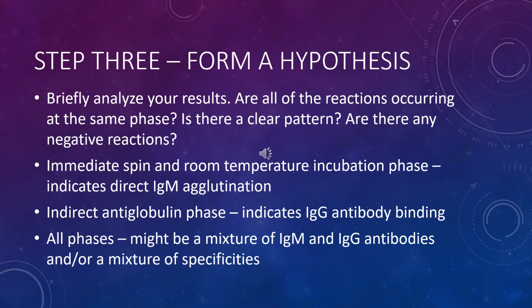Remember that IgM antibodies react best at immediate spin, while IgG antibodies react best at AHG. If you're seeing reactions at all phases, then it might indicate that you have multiple antibodies. And the negative reactions generally indicate that the antibody does have some sort of specificity, whereas if the entire panel is positive, the antibody, well, it might still have specificity, but it's not going to be useful to proceed through some of these other steps like the rule outs because you don't have any negative reactions to start ruling out.